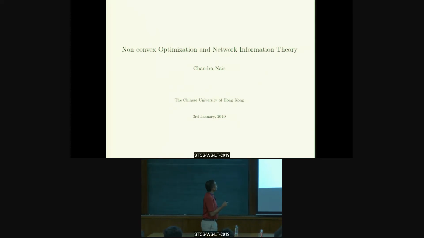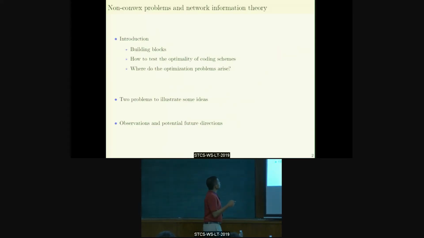And this is the outline of the talk. First I will introduce the area of network information theory. I know some of you are familiar with this, but I will introduce some of the building blocks. The main focus is how to test the optimality of coding schemes, and in this we will see where the optimization problems arise. That's the first part. Then I will look at two problems to illustrate some ideas. In between these two, I think I will take a break. Then there'll be a section on observations and potential future directions. Okay, so that will be the outline of the talk.